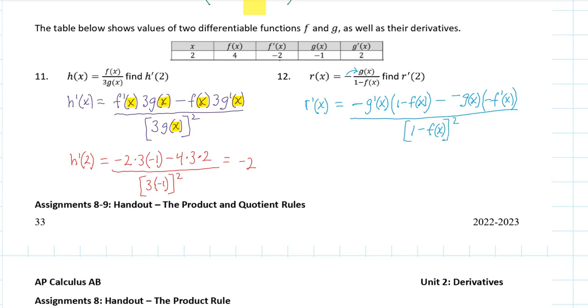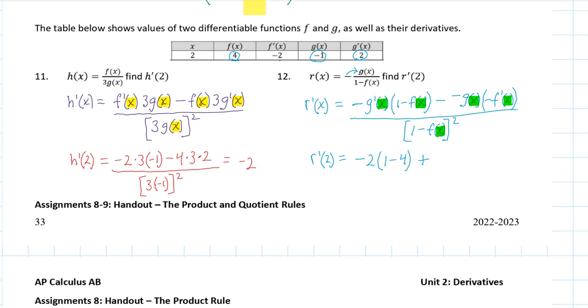I'm going to do the same thing that I did before. I'm going to plug in 2 here, here, here, here, and here. Okay, so here we go. R prime of 2. I need negative, and then g prime of 2. So g prime of 2 is 2 times 1 minus f of 2. F of 2 is 4. Plus, because I'm going to make both of those negatives positive, g of 2, which was negative 1.